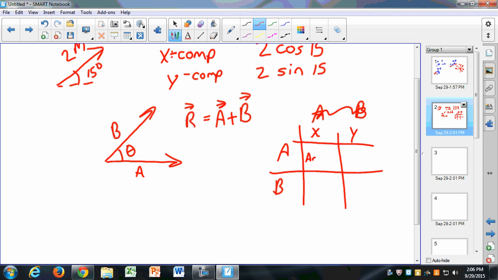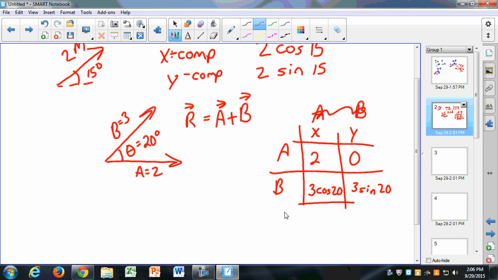So this would be A cosine theta. Actually, no, I'm sorry. Since A is along the x-axis, that's just going to be whatever the magnitude. Let's just give it some numbers. We'll say this is 2, this is 3, this is 20 degrees. So A would be 2 and 0. B would be 3 cosine 20, 3 sine of 20.